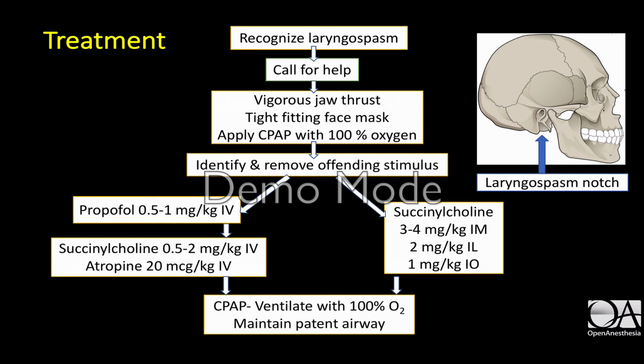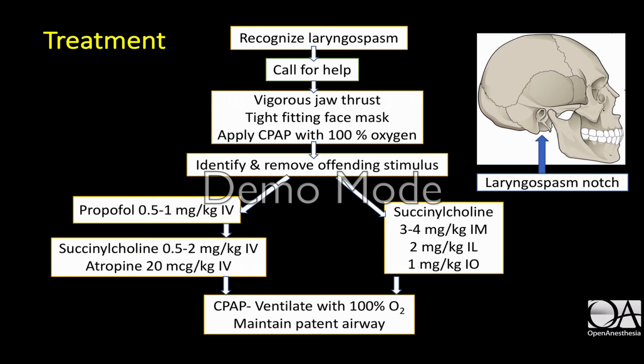The successful use of a lower 0.1 milligram per kilo dose has also been reported to preserve spontaneous ventilation and break laryngospasm. If intravenous access is not available, succinylcholine may be administered intramuscularly. The IM dose of succinylcholine is 3 to 4 milligrams per kilo, and it may take up to 45 seconds to break laryngospasm. Other options for succinylcholine administration are intralingual and intraosseous administration.